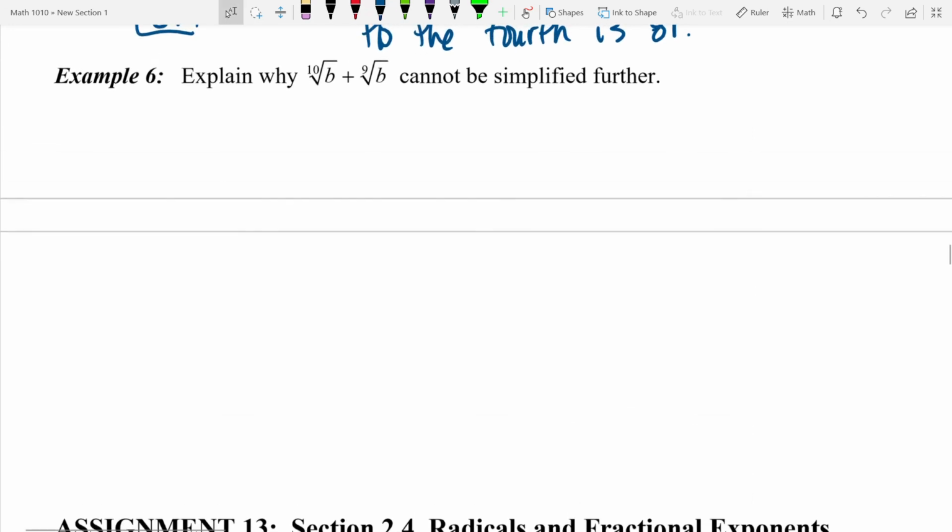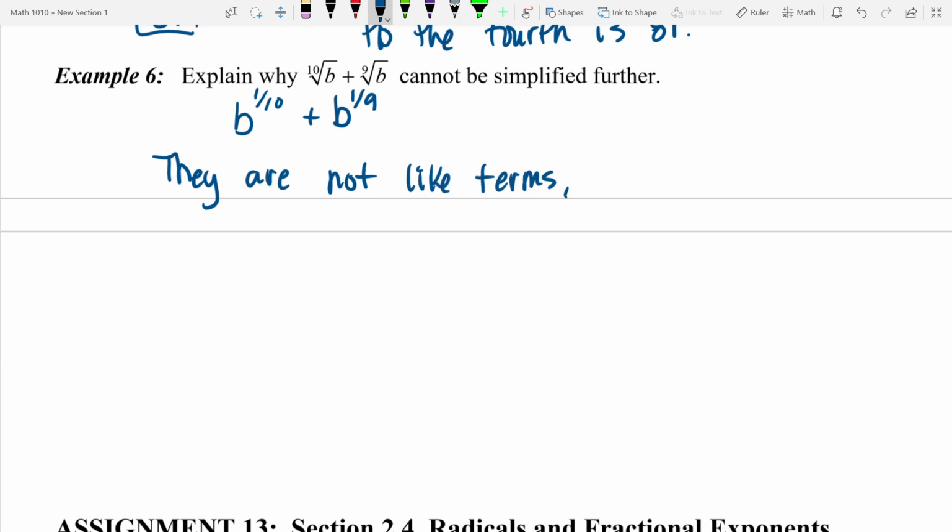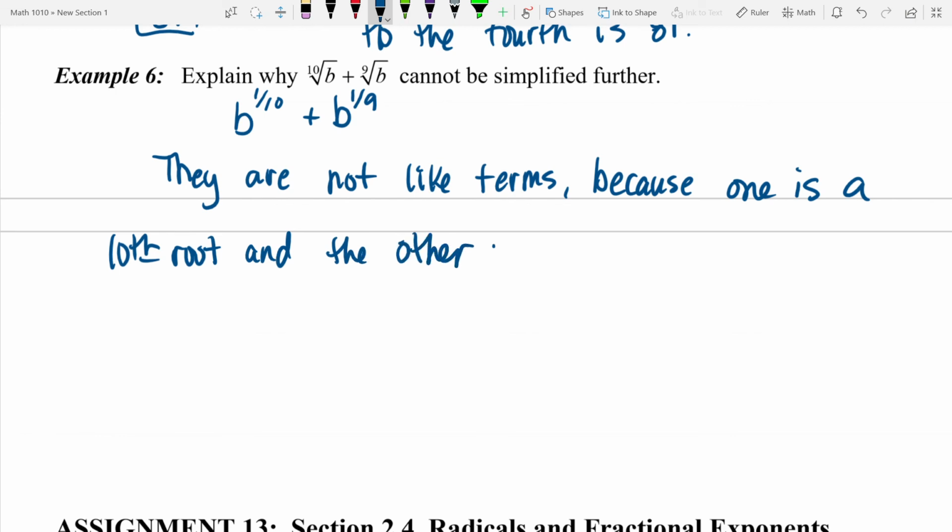Can I add these together? Well, the roots aren't the same, right? Look what you have, you guys. You have b to the 1/10 added to b to the 1/9. Those aren't the same exponents. They don't have exactly the same number of b's, so I can't do it. You know, the easiest explanation is they are not like terms, comma, because one is a 10th root and the other is a 9th root. That's it.